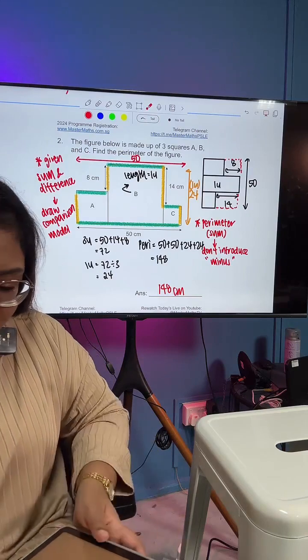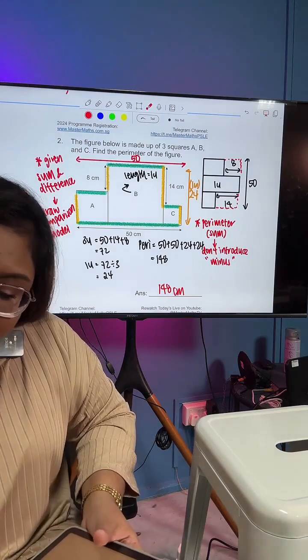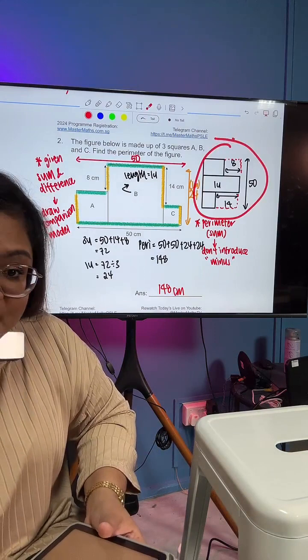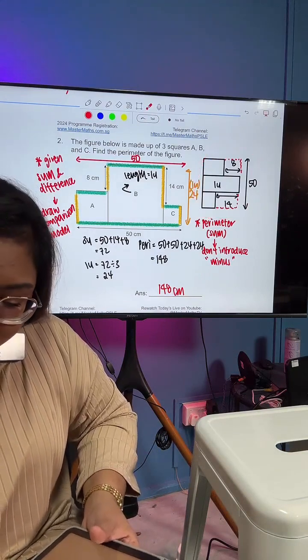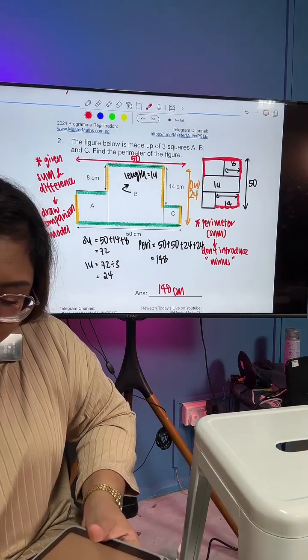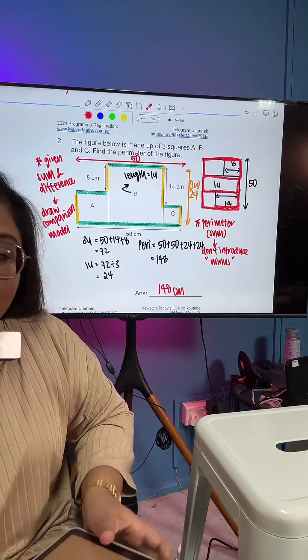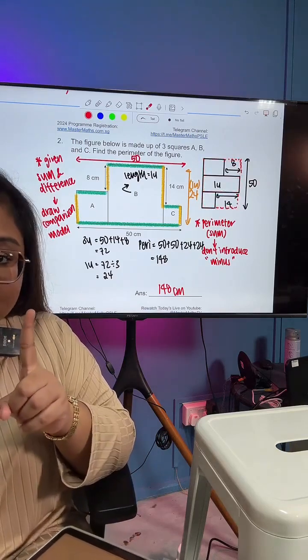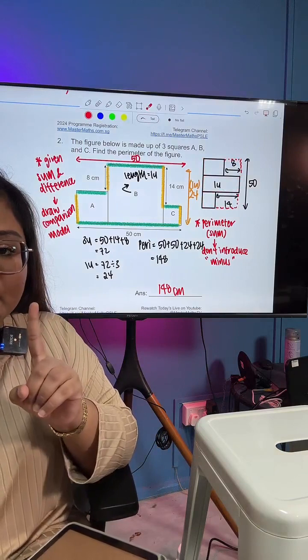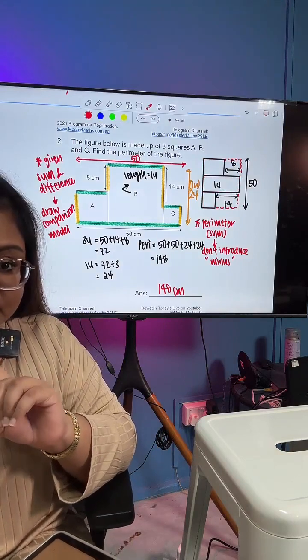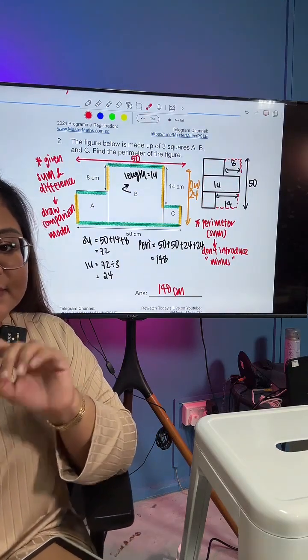Why must divide by 3? Guys, this is back in primary 3 work, comparison model, primary 3 work. I add already, I get 3 bars, isn't it? So I divide by 3 to give me 1 bar. Understand? I divide by 3 to give me 1 bar. Okay?